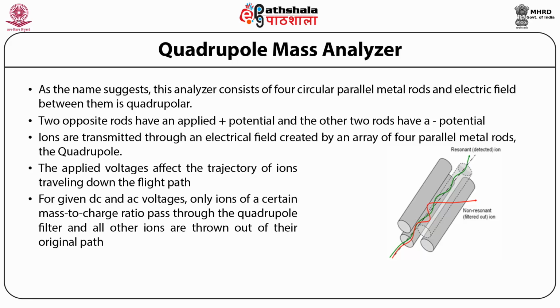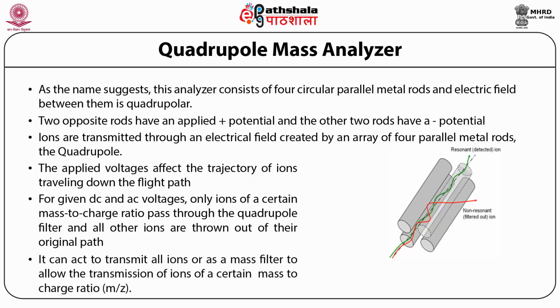Direct current of equal magnitude but opposite polarities with respect to the ground is supplied to each pair of opposing rods. The electric field created in the mass analyzer acts as a filter in that it only allows ions of certain masses, basically the resonant ions, to pass down the gap between the 4 rods, and therefore the quadrupole acts as a mass-to-charge filter.